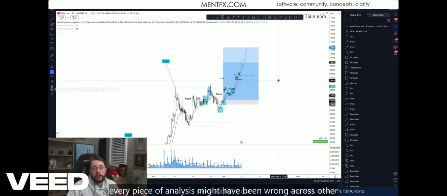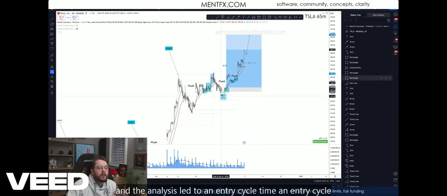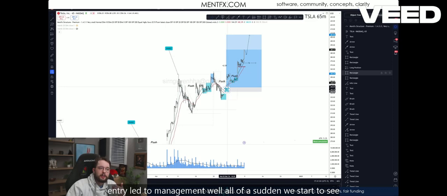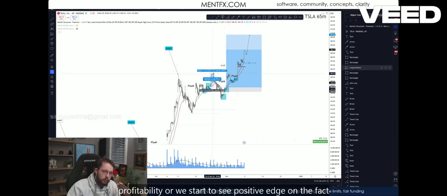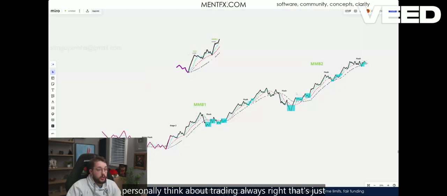And although every piece of analysis might have been wrong across other markets, when the analysis of this market started to play out, and the analysis led to an entry cycle setup, and the entry cycle led to the actual entry, and that entry led to management, all of a sudden we start to see positive edge in the fact that we're following rules. This is the absolute beauty of trading. Once you start understanding this and getting this down, it's going to transform the way that you personally think about trading. Always.